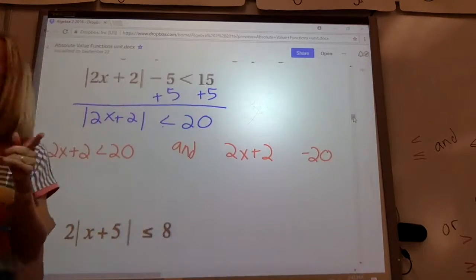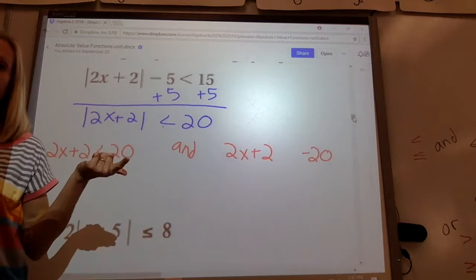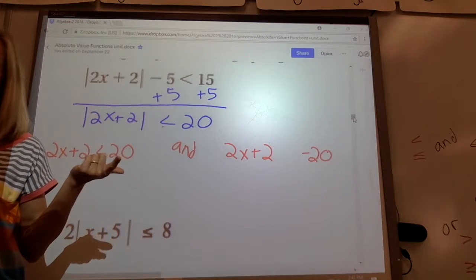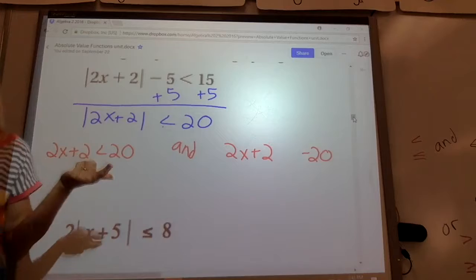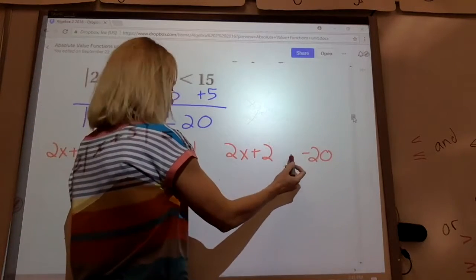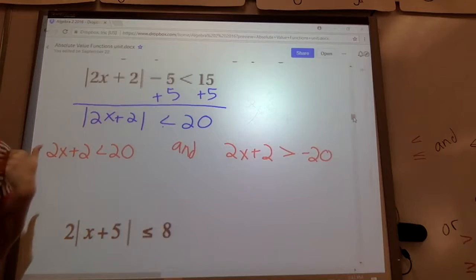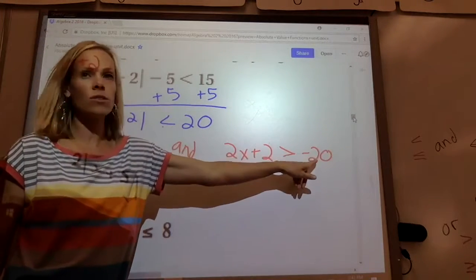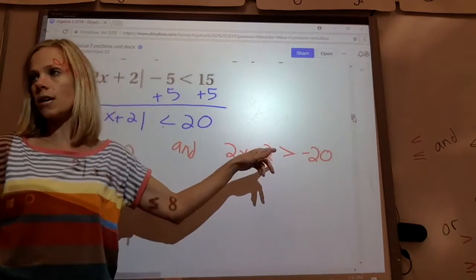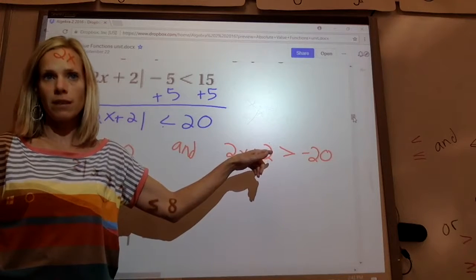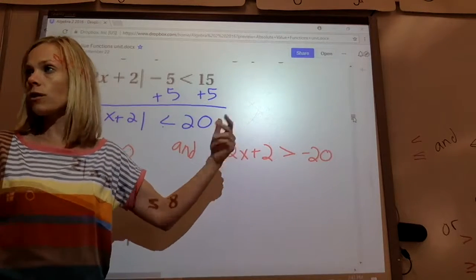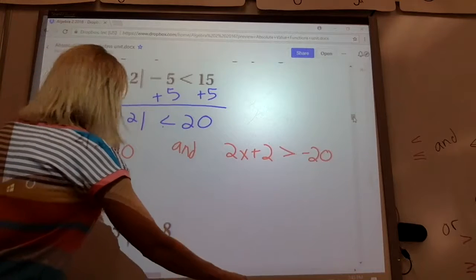Now with inequalities, if I negate the answer, what's going to happen to my inequality? It's going to flip, yep. When you add in a negative, you have to remember that rule that your sign flips. So not only are you changing the answer, you're negating it, you're also changing the sign on that second one because of that negative. And then you just solve both of them.